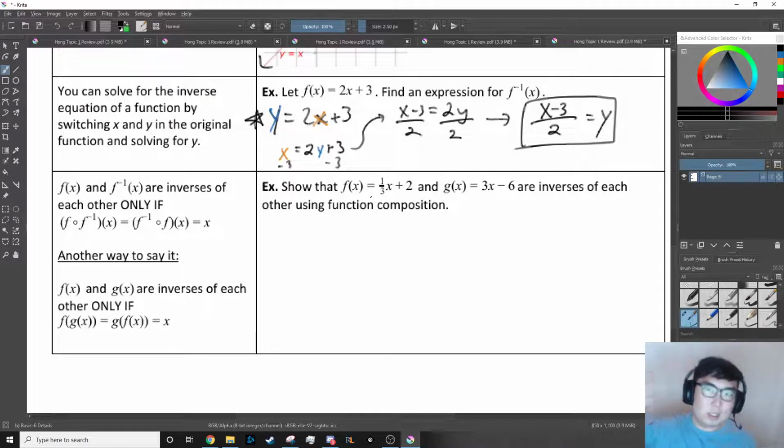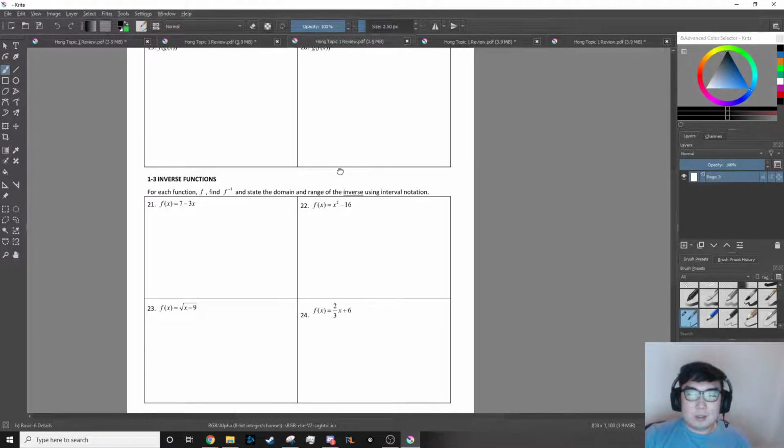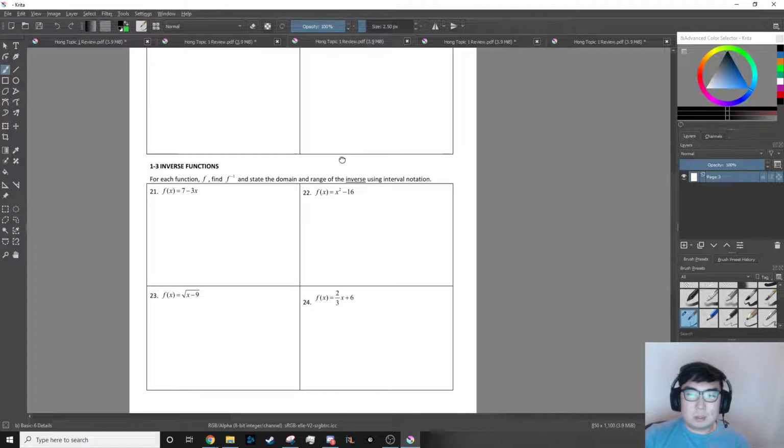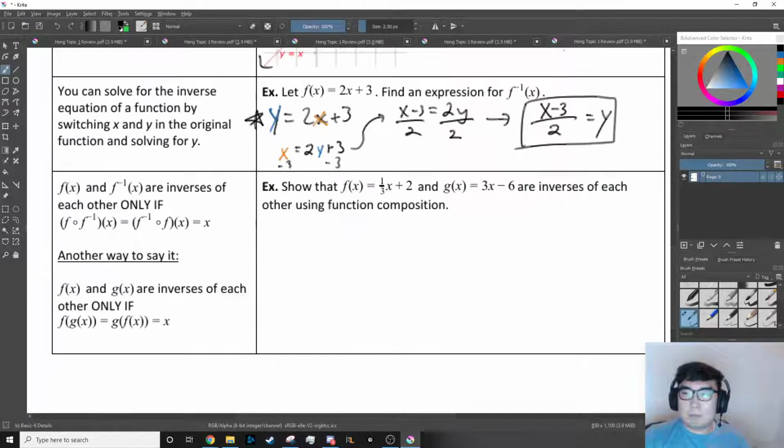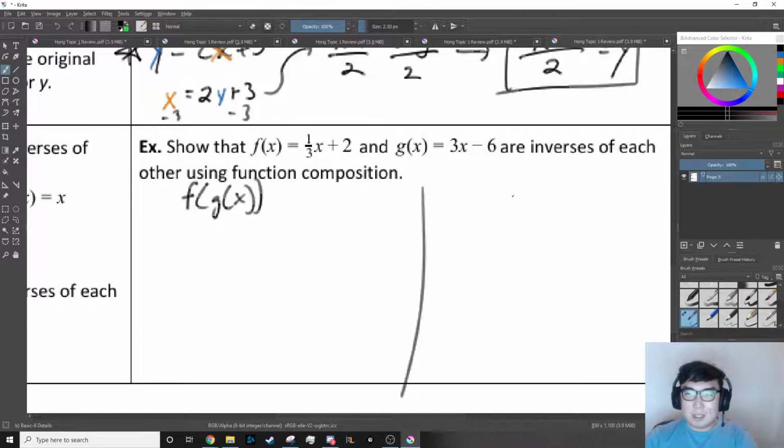Okay, I'll do this problem. So for this, we have to split this, right? f of g of x and g of f of x. I know that this video is going too long, so I'm going to do this fast.